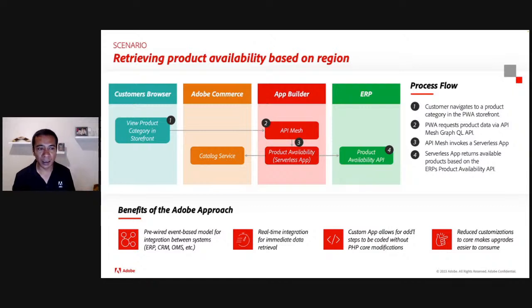So again, the integrations, the availability of our services like catalog services, search service, etc., they are all natively integrated in or available to be used with API Mesh should a customer choose to adopt those services. And the API Mesh allows you to then configure in the API from third-party sources like an ERP, and you can implement your more complex business logic within an App Builder serverless app.